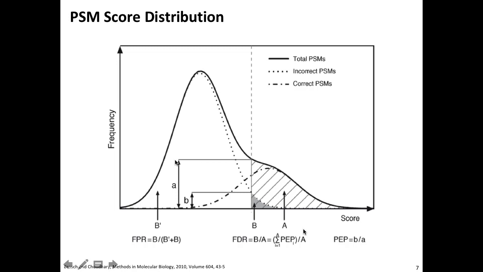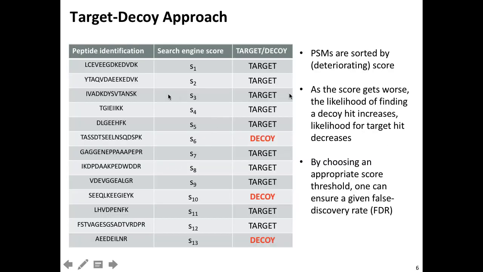These target decoy databases now simplify the computation of such a false discovery rate. Once you have determined that ranking, you can basically check how many target or decoy hits you would get if you cut off at a certain point.